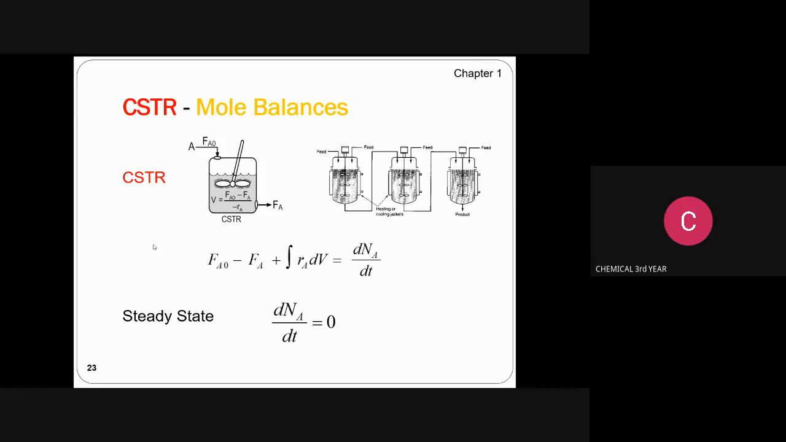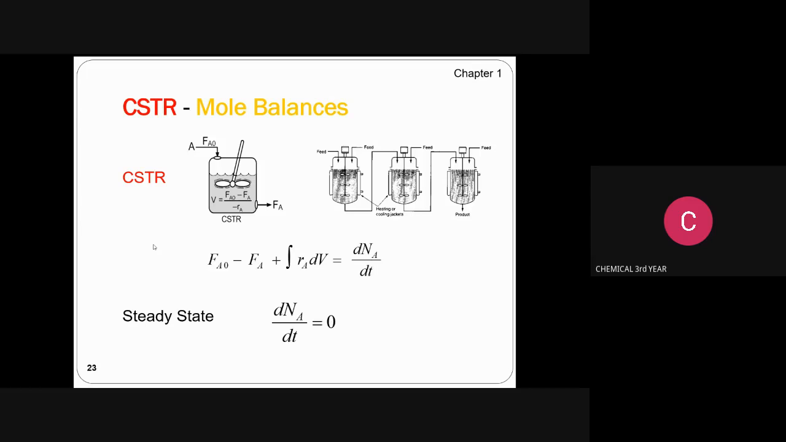This is the mathematical form, or else you can understand the theoretical form. The molar flow rate of species A can be written in terms of the concentration and fluid flow rate Q. Finally, the fourth equation becomes Q CA naught minus Q CA minus rA V.